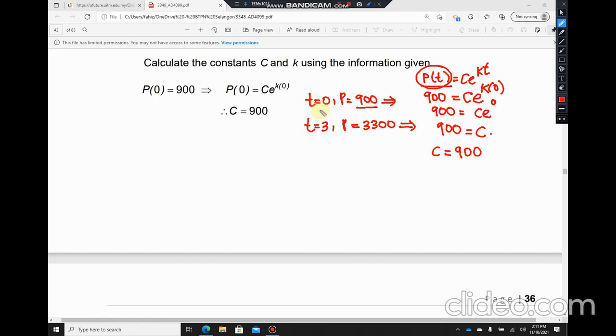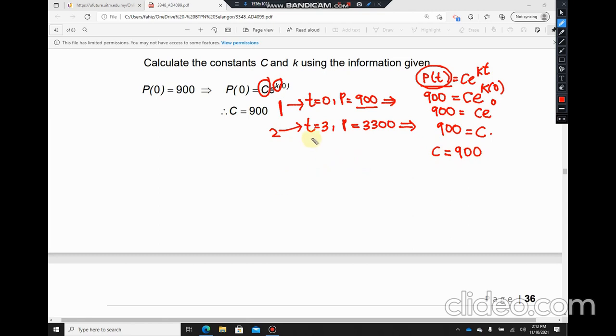Maksudnya kat sini kita aim kita nak cari nilai C and k. Kita nak cari dua nilai ni, so kita akan ada dua equation, equation 1 dengan equation 2. Tapi from equation 1 awak just dapat nilai C. Nilai k ni tak dapat lagi. Okay, so you will get C equals to 900.